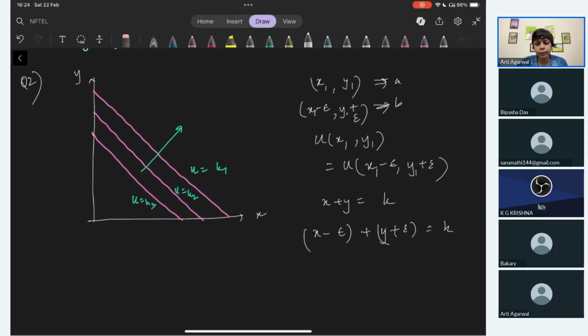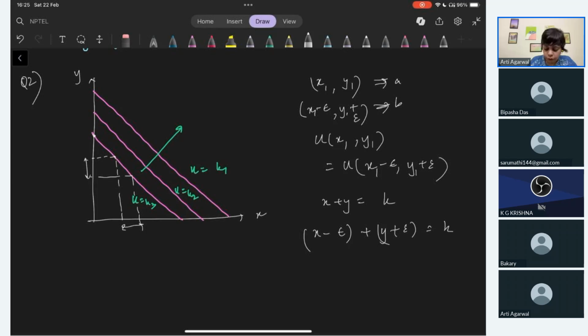Is this making sense? Any questions on this? If you want, you can test this even graphically, from here till here. My drawing is not perfect, but you can see you are losing this much and gaining this much, and your utility is remaining the same. It is still the same equation.